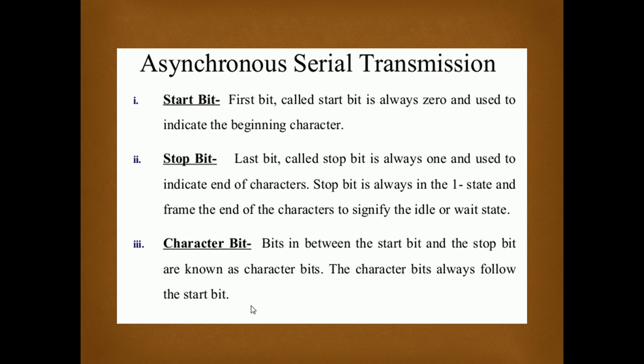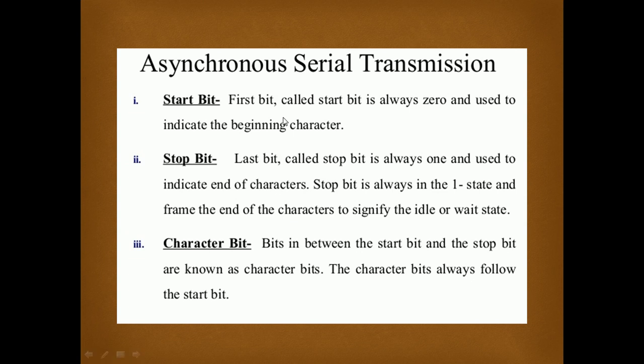The start bit, as the name indicates, marks the start. It is the first bit of the message or character, it is always a zero, and it is always used to indicate the beginning of a character. When a transmission starts, the receiver first checks this first bit, and if it finds it is a zero, then it starts the communication with the sender. The last bit is called the stop bit, which is always a 1 and is used to indicate the end of the character. The stop bit is always in the one state, and frames the end of the character to signify the idle or wait state.